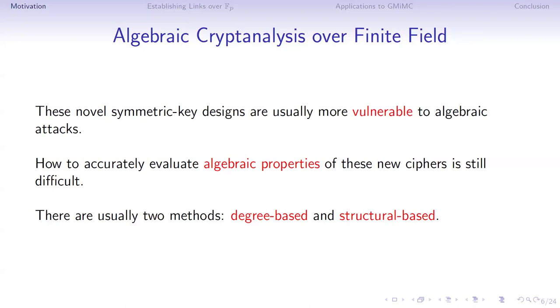This is rather different from the algebraic Gröbner basis attack. But according to the previous presentation, it seems like the algebraic Gröbner basis attack is also very promising to analyze such ciphers. In this paper, we focus more on integral cryptanalysis. There are usually two methods to evaluate such integral properties. One is a degree-based method, and the other one is the structure-based method. And in this paper, we limit ourselves to the structure-based one.